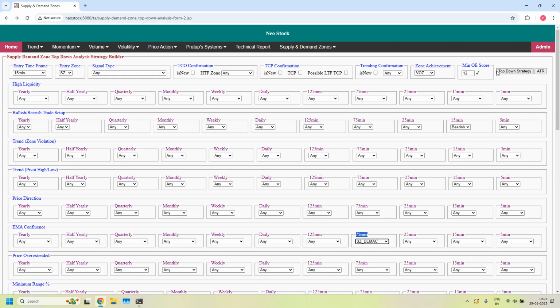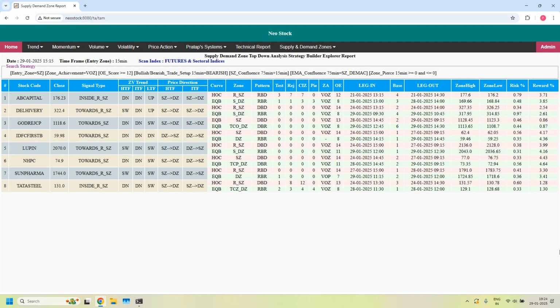Let's verify. We got 8 stocks. So these 8 are even more high probability trade setup supported stocks. Some have already been tested multiple times, because of high liquidity zones, and also they have LTF and ITF EMA confluence. Okay, this is LTF and ITF specific.